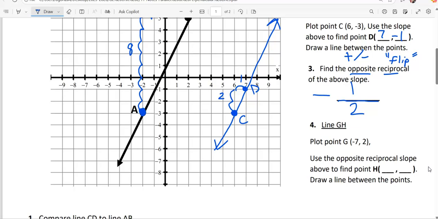We want to find line GH. So can you plot this point G at -7, +2? So -7 means starting at 0, -7, +2. Put a point right there and call it G, please. Okay, y'all see what I'm doing? I'm taking this point, coordinates, plotting it right here.